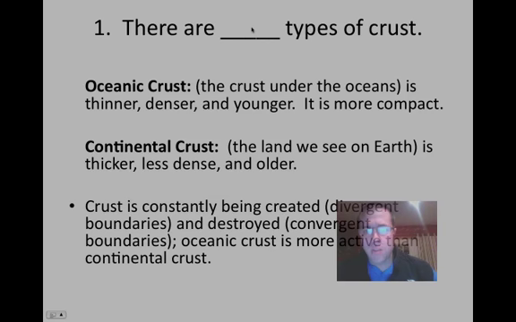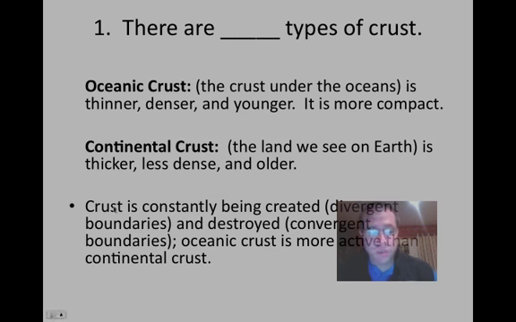So, one, there are how many types of crust? Well, there's two. Whoops. Go ahead and write in a 2 up here. Guess I forgot to do that. And then pause if you need to and get this written down. Oceanic crust is the crust under the oceans. It's thinner, denser, younger, it's more compact. And we'll see that in that picture just below where you're writing this. Continental crust is really kind of the opposite of that. The continental crust is just a land that we're seeing on Earth, but it's thicker, less dense, and much older.